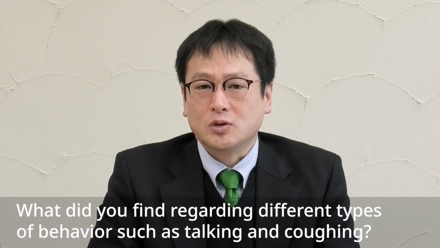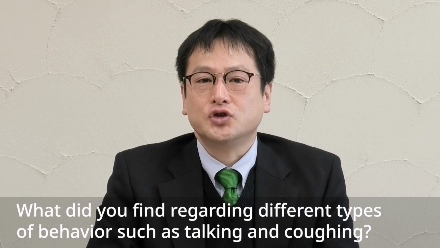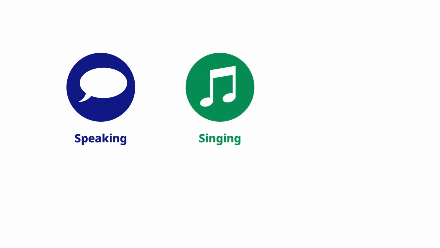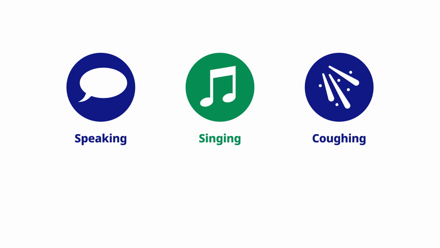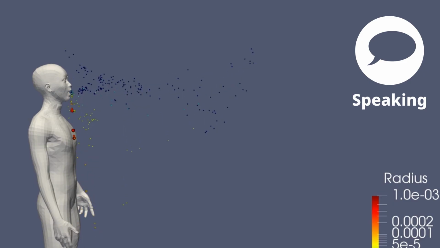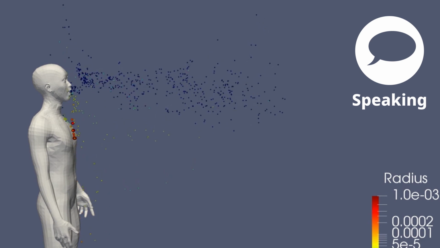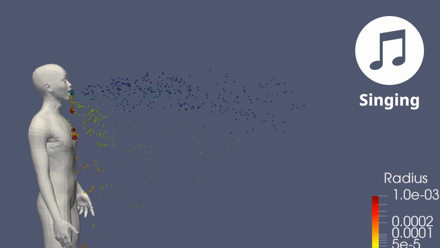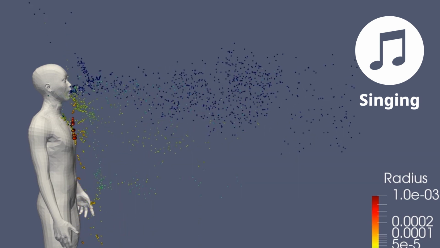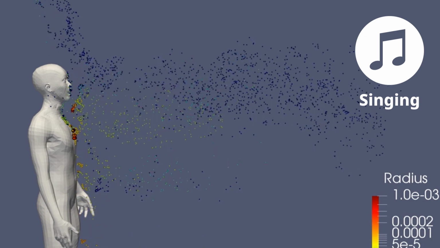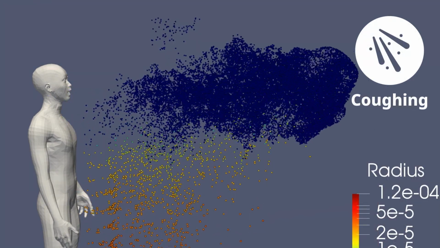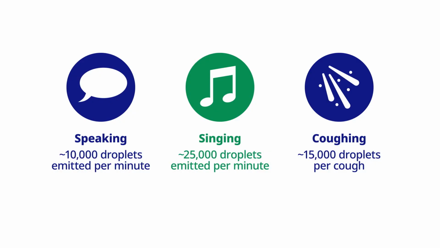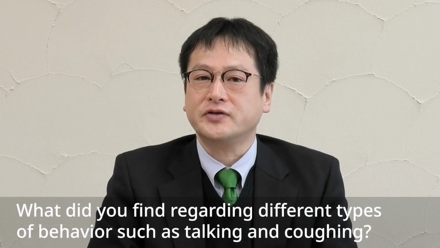Regarding the different types of behavior, we considered three situations. One is just speaking. The second one is singing. And the third one is coughing. In the case of speaking, about 10,000 droplets are emitted per minute. It is interesting to note that when you sing, about 25,000 droplets are emitted per minute. That is equivalent to coughing twice. So among these three situations, singing is a very dangerous situation.